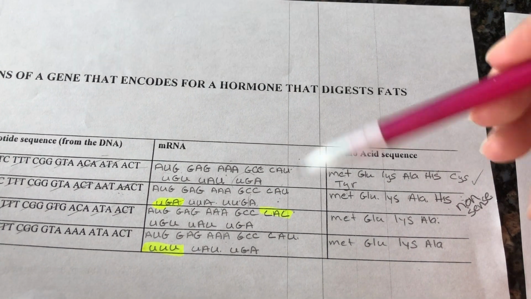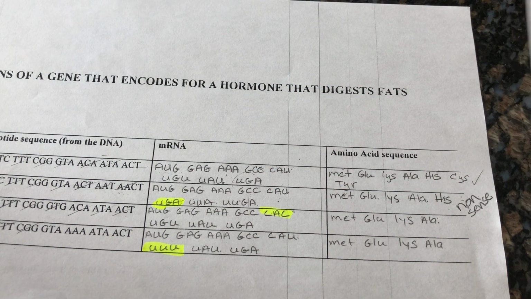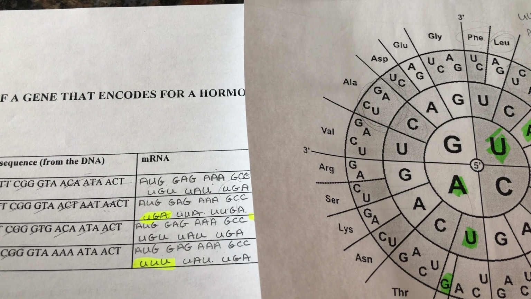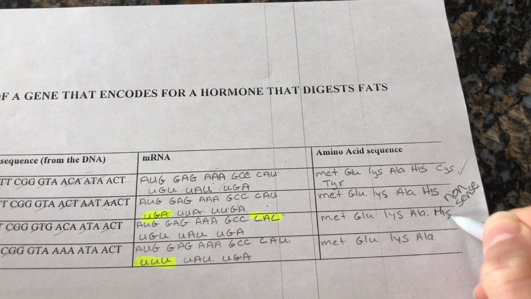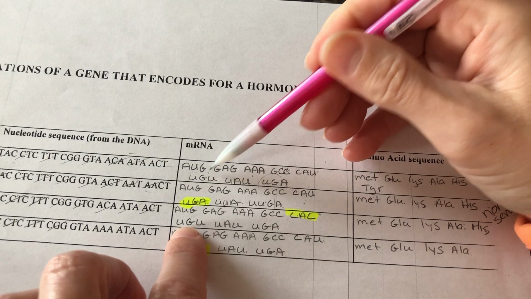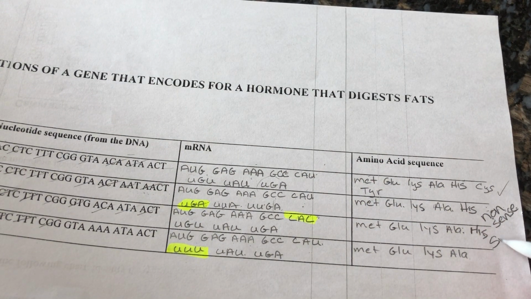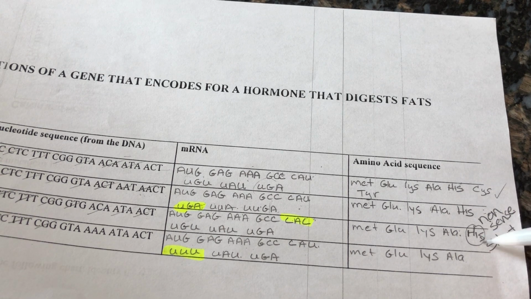All right. So now we go to 1, 2, 3, 4, and our problem is here. So CAC codes for his. All right. And everything else is exactly the same. So here we have a silent mutation. It doesn't change the fact that we have that amino acid. We're supposed to have it. That's all good. All right.